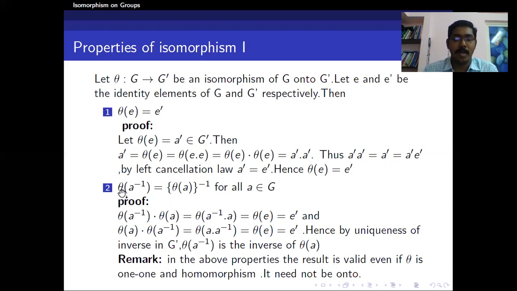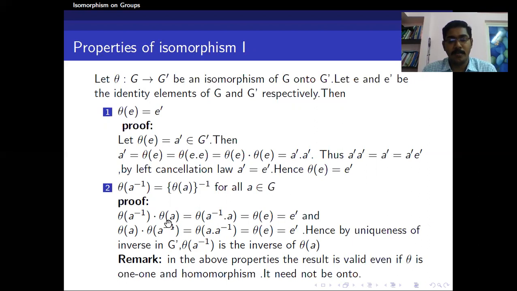Next one, we have to prove theta of A inverse equal to theta of A the whole inverse for all A in G. Proof: we have to prove theta of A inverse into theta of A equal to E dash, as well as theta of A into theta of A inverse equal to E dash. Then only we can say theta of A inverse is the inverse of theta of A.